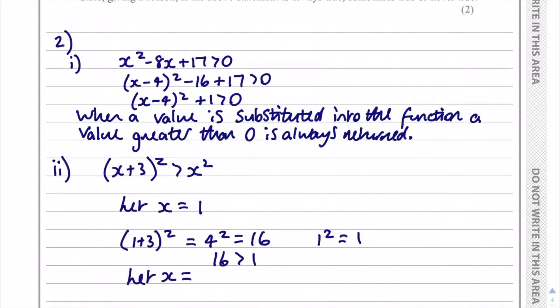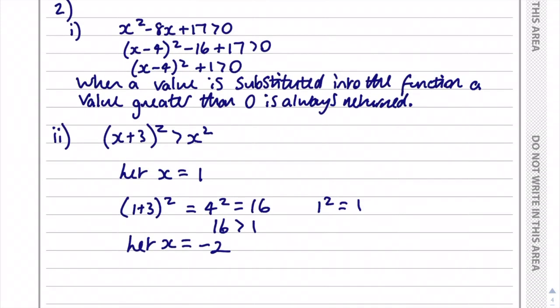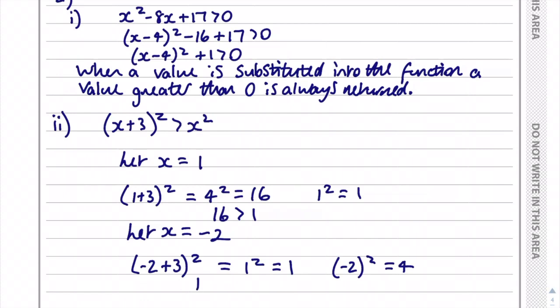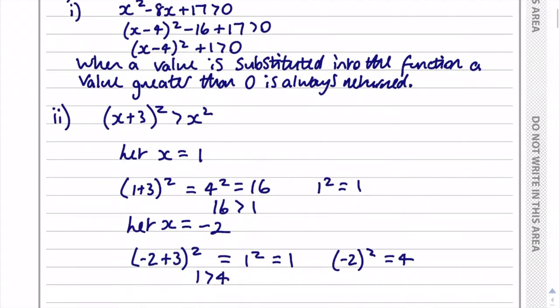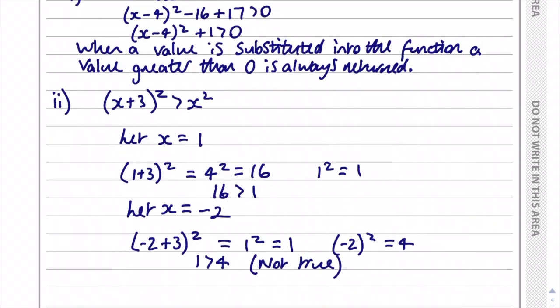Let's say x is equal to minus 2. Well, we have minus 2. What's going to happen is we'll do minus 2 plus 3 all squared. Now that's going to leave me with 1 squared, which is 1. And then on the right hand side, I'm going to have minus 2 squared, which is 4. Well, here I would be saying that 1 is greater than 4. Well, we know that's not true. Now, what can we do?